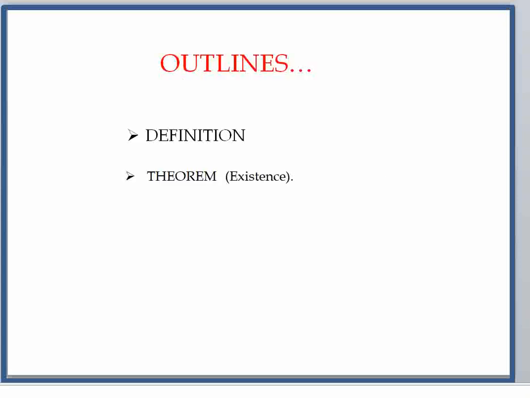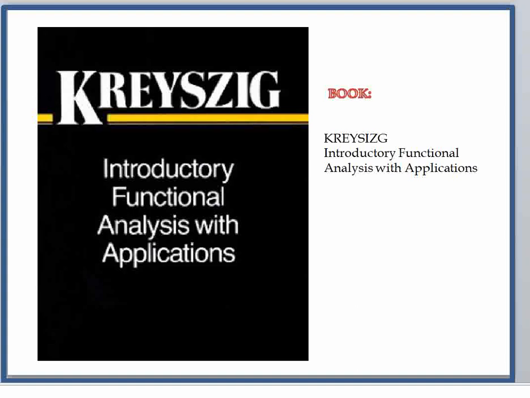Here are the outlines. First we will see the definition of Hilbert adjoint operator, and then there is a very important and interesting theorem. This theorem is also known as the existence theorem. We will see the statement and proof of this theorem in the next slides. The reference book is Kreyszig, Introductory Functional Analysis with Applications.